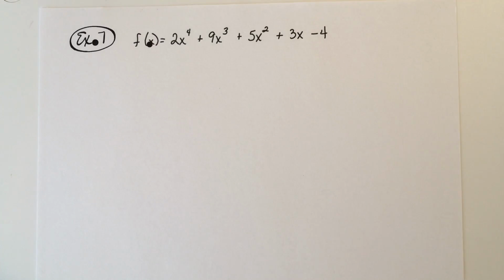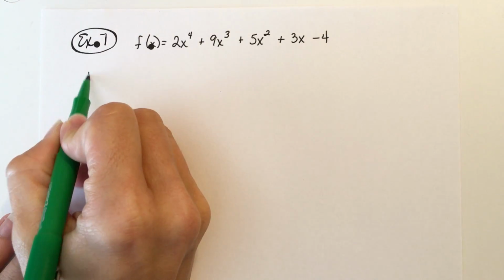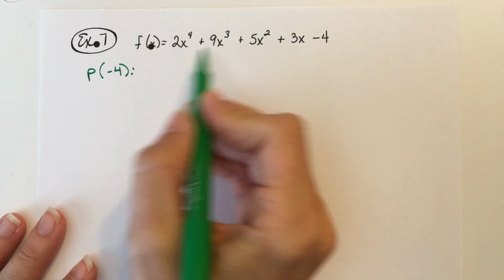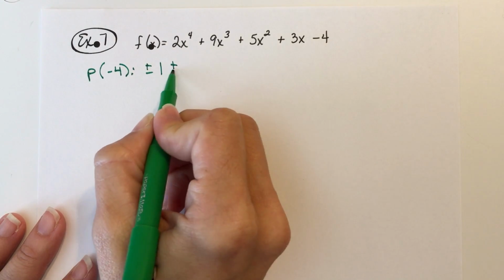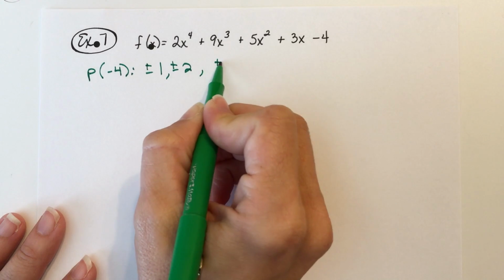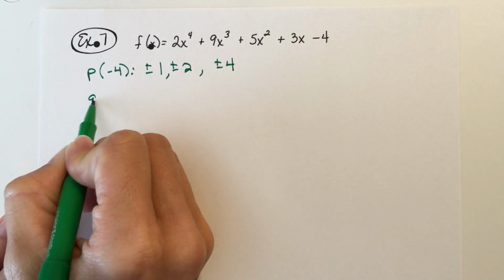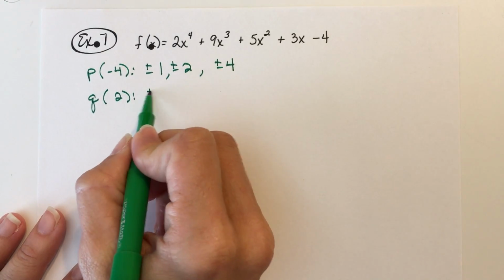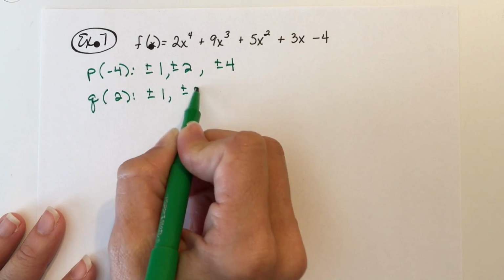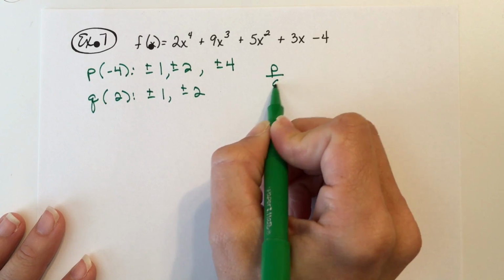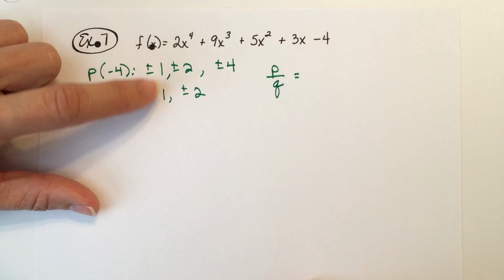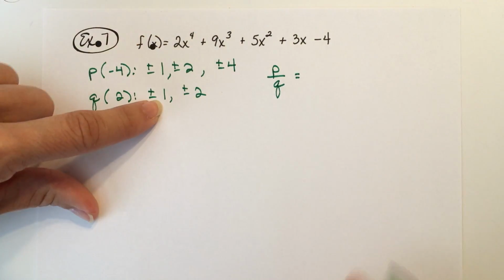Okay, so getting our list of P over Q. P is going to be -4. That's my constant term. So plus minus 1, plus minus 2, plus minus 4. Okay, Q is going to be positive 2. So that would be plus minus 1, plus minus 2. Okay, so P over Q: 1 over 1, 2 over 1, and 4 over 1.